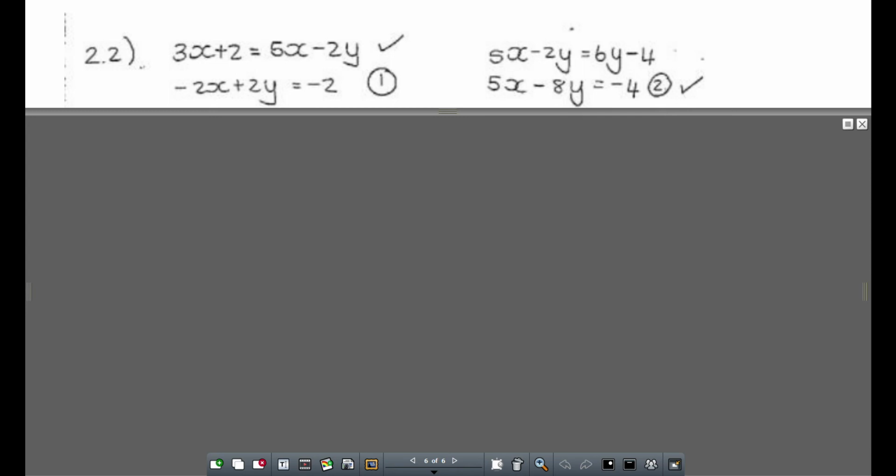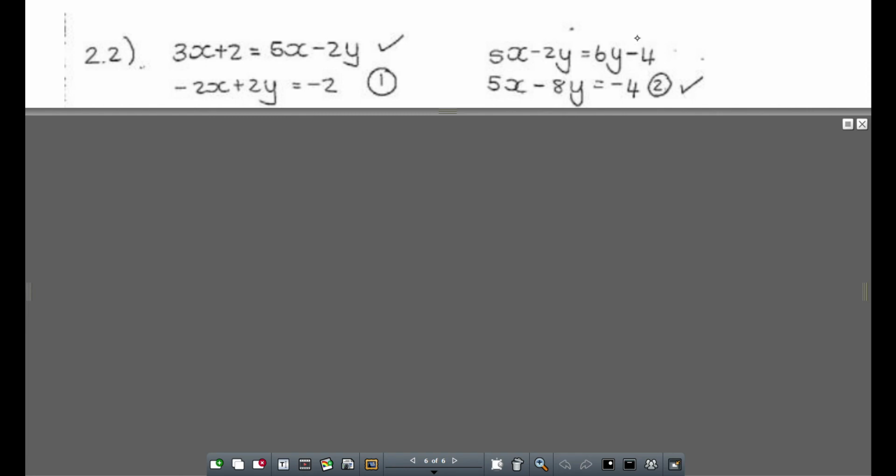So first look at the left-hand side. 3x plus 2 is equal to 5x minus 2y. Okay, now if I simplify it, I will get minus 2x plus 2y is equal to minus 2. Okay, so now I'm stuck. I can't go further because I've got two unknowns. And the first thing that you've got to think of when I have two unknowns in one equation is to solve simultaneously. Okay? Meaning I need a second equation.